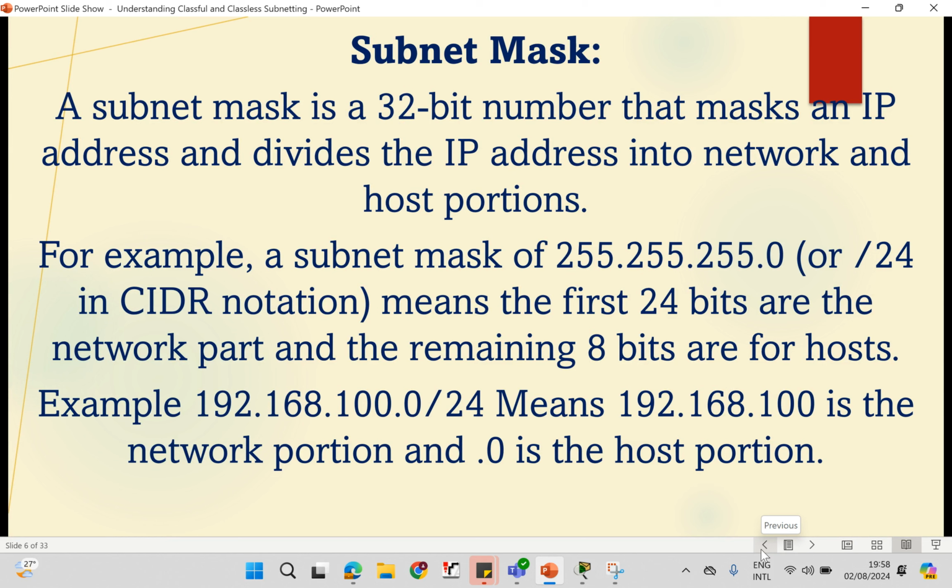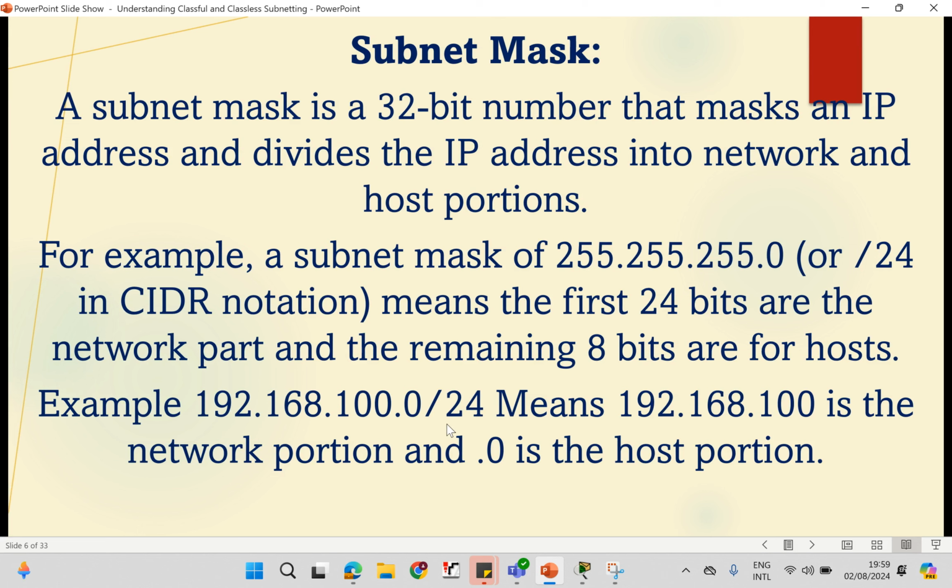Fantastic. So we need to understand what a subnet mask really means. Understanding what a subnet mask really means is going to help us in our quest for understanding IP addressing. Just give me a moment. So we say a subnet mask is a 32-bit number that masks an IP address and divides the IP address into network and host portions.